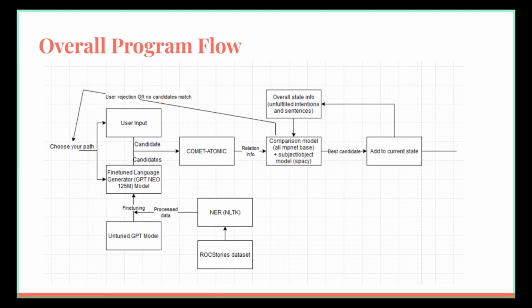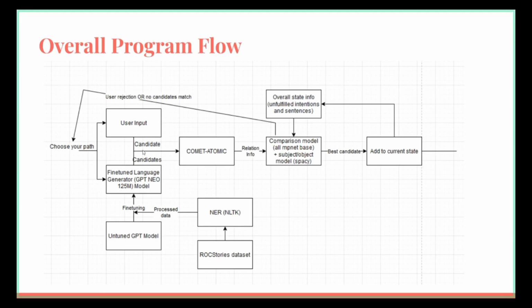And here is our final program flow. Let's walk through both of our user flows. One choice is to have a user input sentence that is passed through COMET Atomic, and you can choose to accept or reject it based on the number of intentions that it fulfills. If accepted, we add it to the story, remove the intentions it fulfills, and add intentions that it introduces. If rejected, we go back to the inputs.